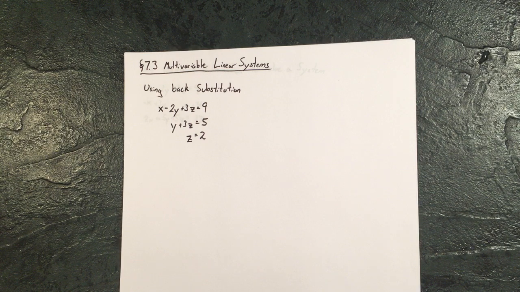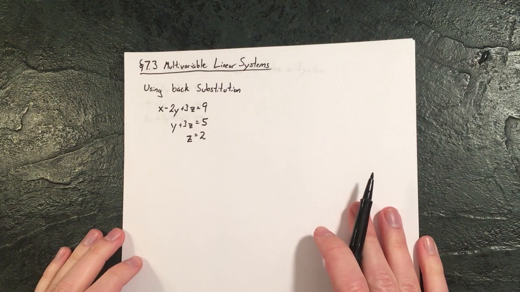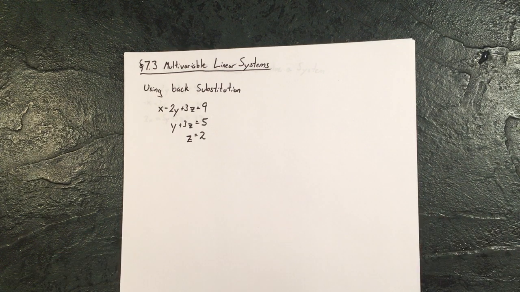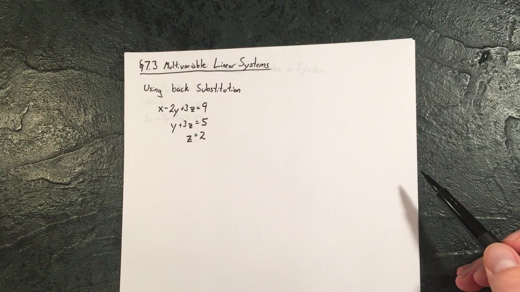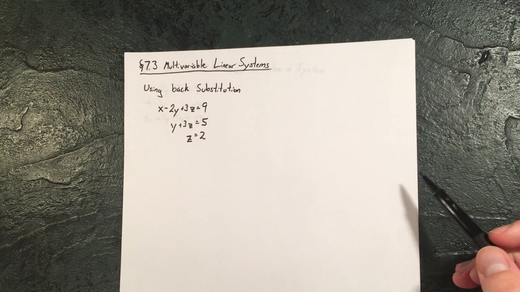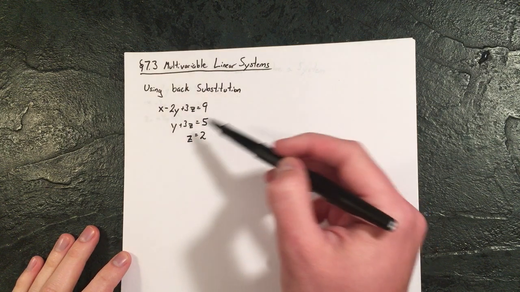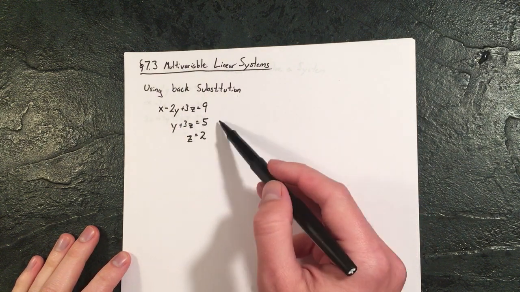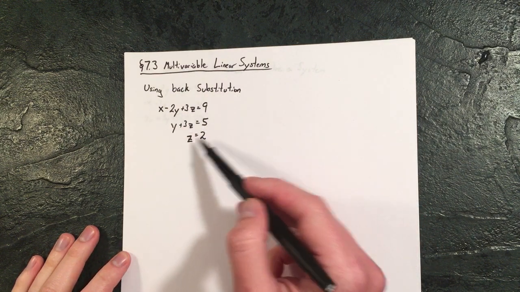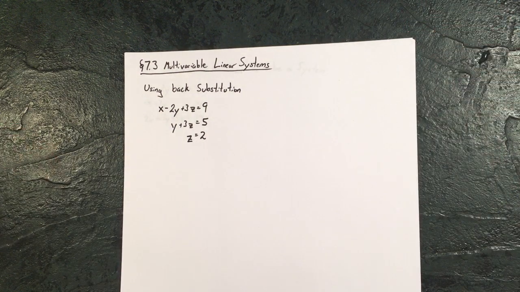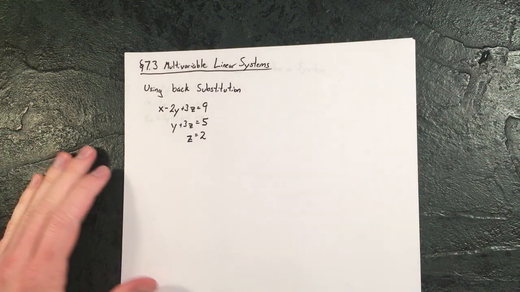Multivariable linear systems here. Some of the stuff you've seen in Algebra 2, some processes and procedures are going to be a little bit different. So we're going to start off with a real easy one called using back substitution. If we're given some system that looks like this, with three equations, three variables, two variables, one, we can go backwards and solve easily.